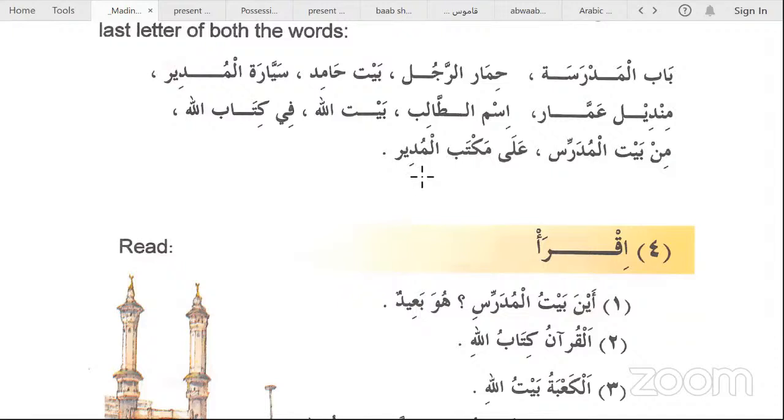Maktabil mudarrisi would be correct, but here it's mudiri. Oh sorry, alal maktabil mudiri. Ala. Yep. Mudiri, right? Yeah, mudiri. Correct. Okay. Correct. Mashallah. Sorry for this, really. No, it's fine. Because it's a fresh lesson, so it's understandable.